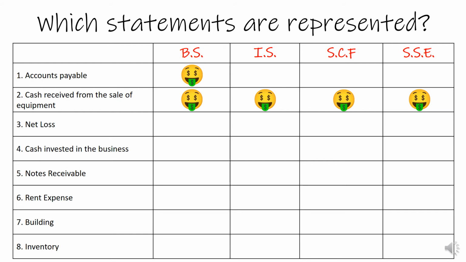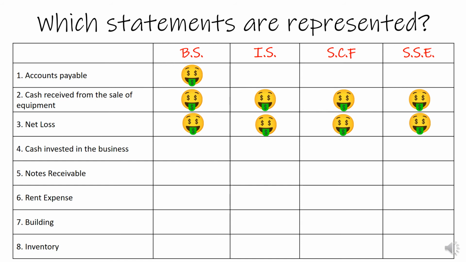If we're receiving money and recording either a gain or a loss on the sale, then the income statement would be represented as well. And because the income statement is represented, the net difference between revenues and expenses and gains and losses flows to the statement of changes in owner's equity. Let's look at the next one, the net loss.